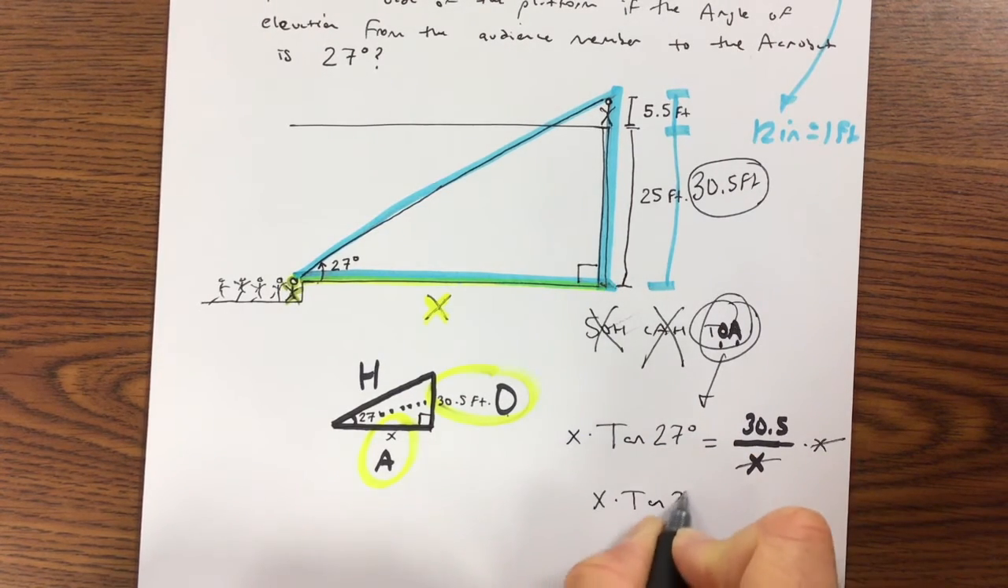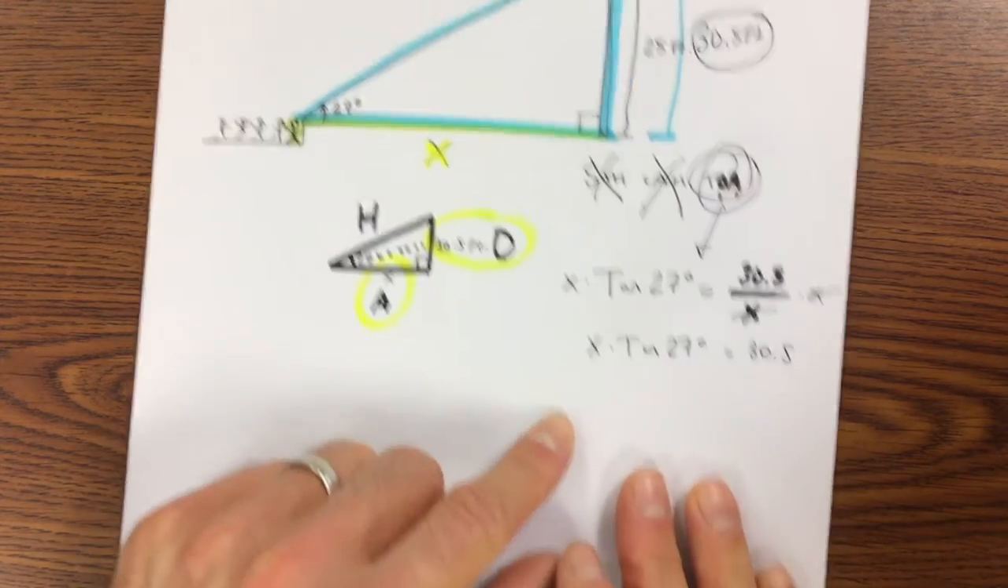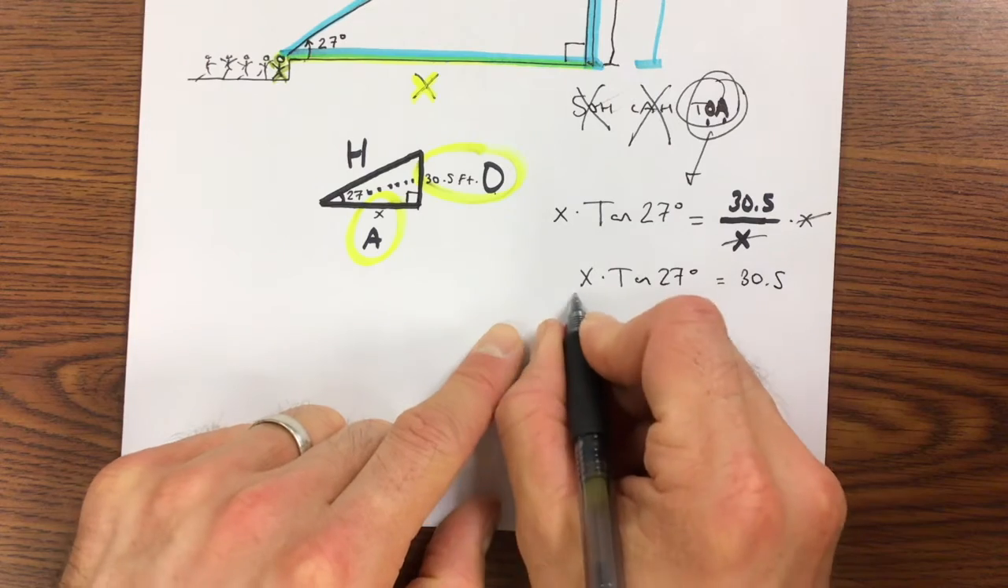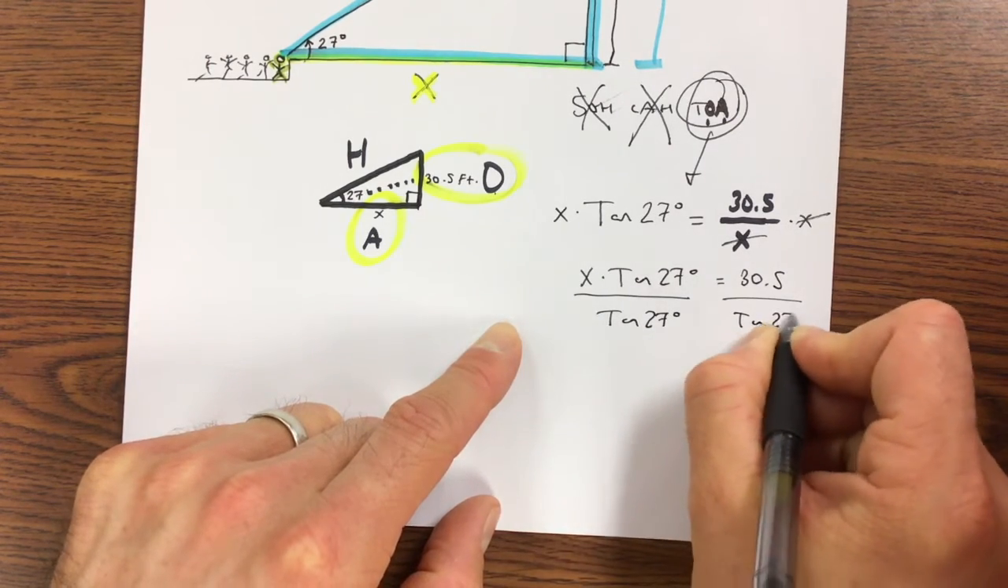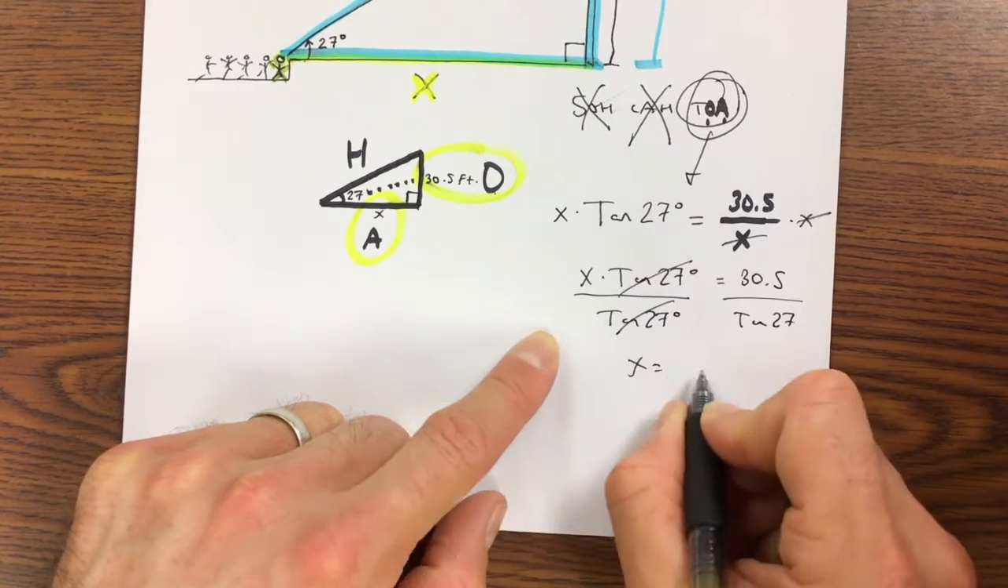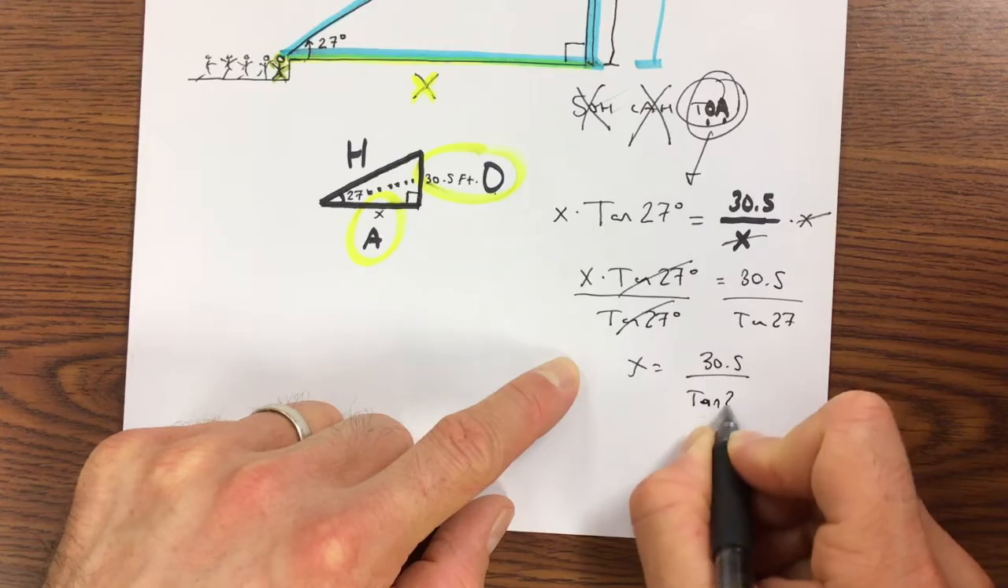X times the tangent of 27 degrees equals 30.5. Get the X by itself. Divide by the tangent of 27. X equals... All right, I'm going to punch this out two different ways.